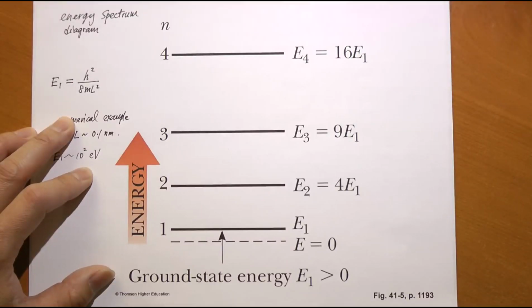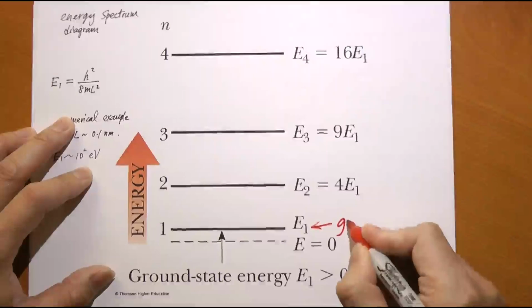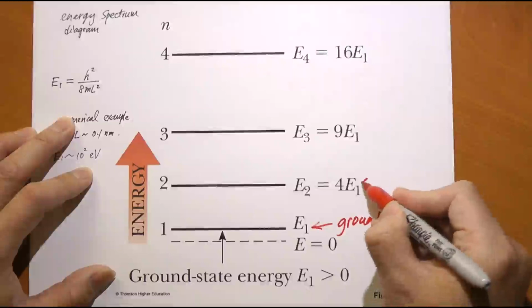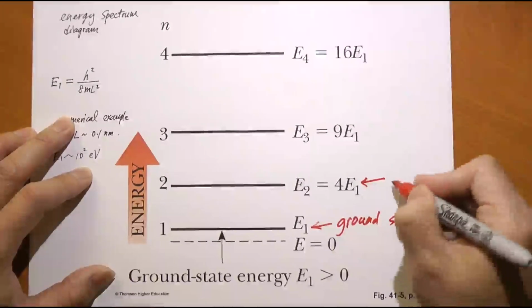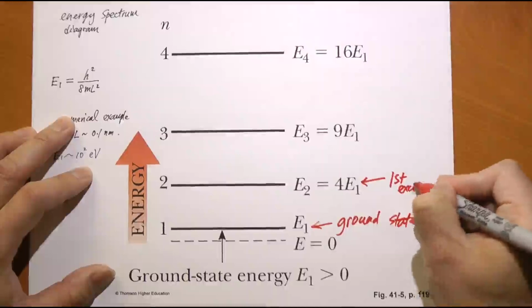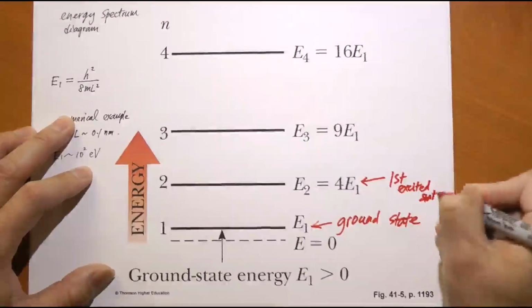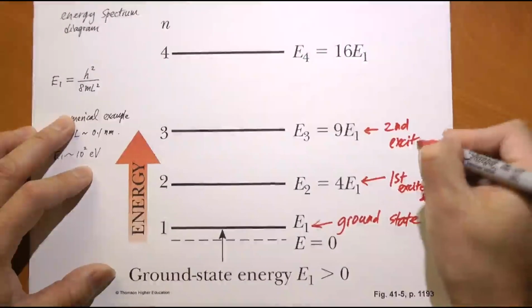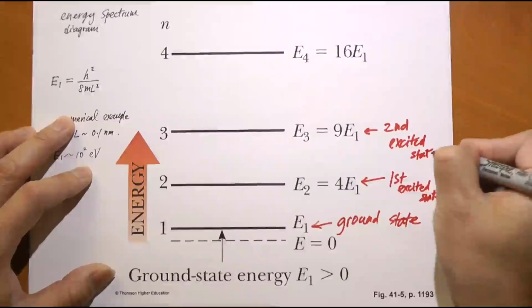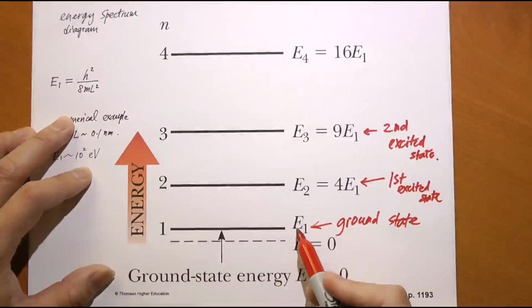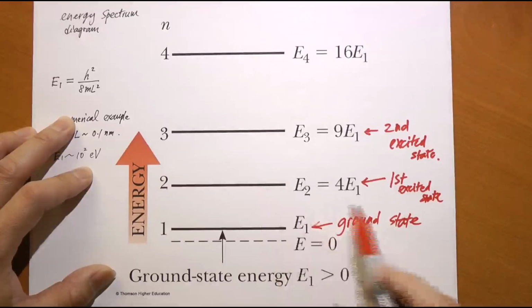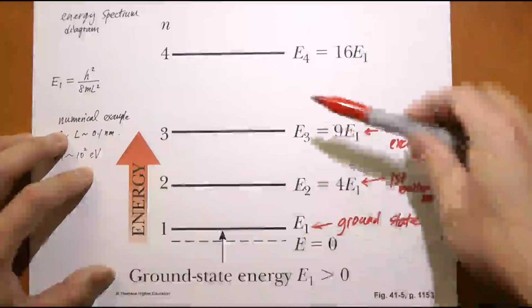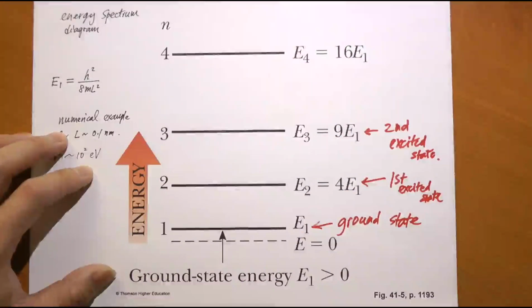This is the lowest possible energy the particle sits in. We call it the ground state. Ground state energy. This is the level that's right above the ground state. We call it the first excited state. And what about this one? That is called the second excited state. Okay, and so on. So the ground state energy of the particle is E1, and the first excited state energy is 4E1, followed by the second excited state, which is 9E1, and so on. Again, this diagram is called energy level diagram.